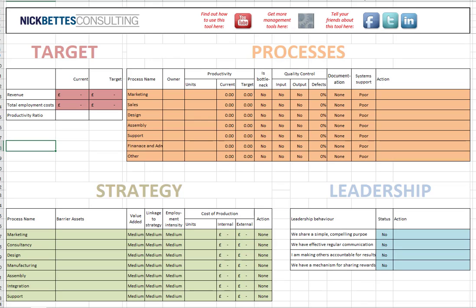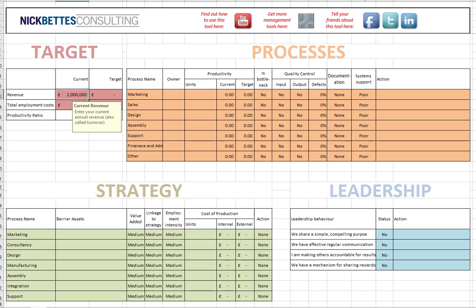Hello, in this video we're going to talk about the Productivity Improvement Roadmap. This is a tool designed to help you improve the productivity of your business. We're going to start with a target, and before that we're going to start with a measure of how productive your business is right now.